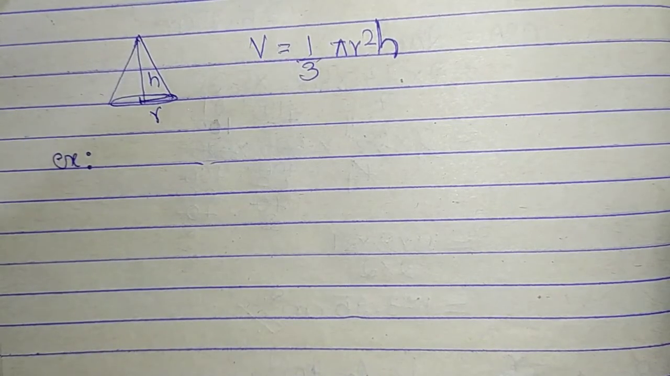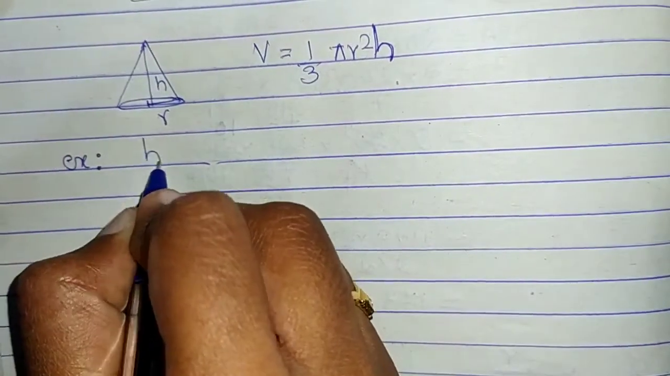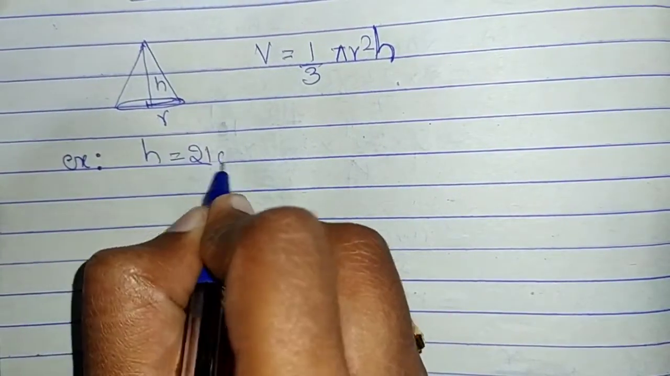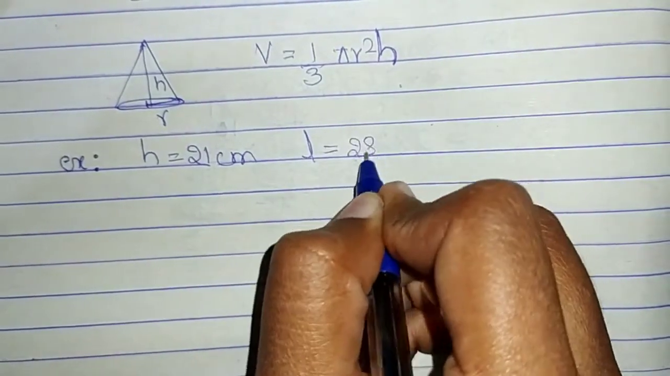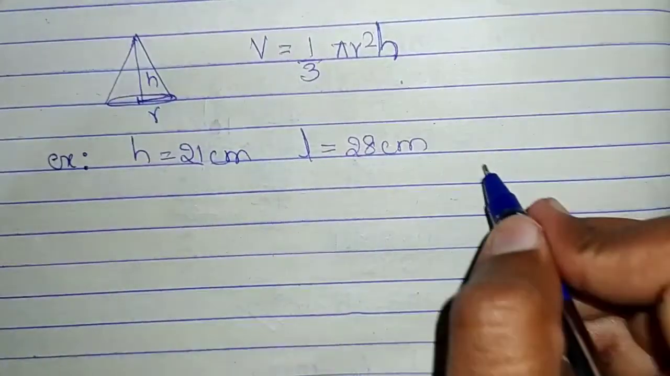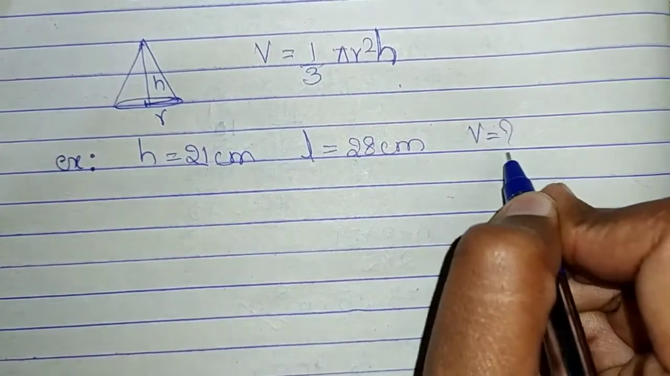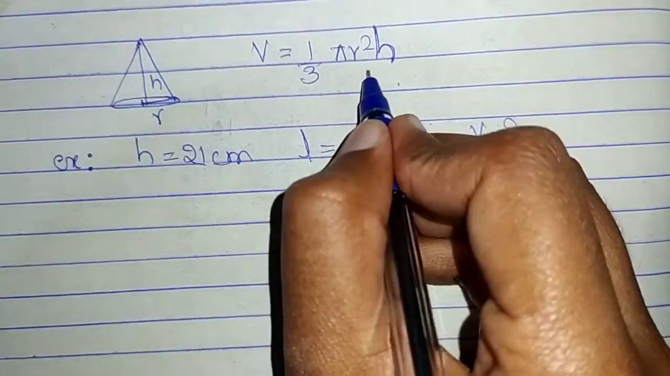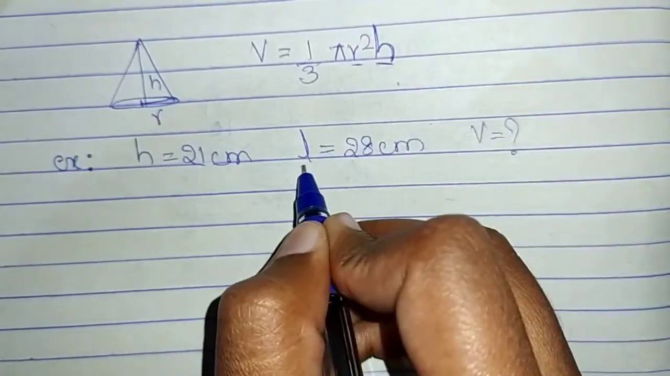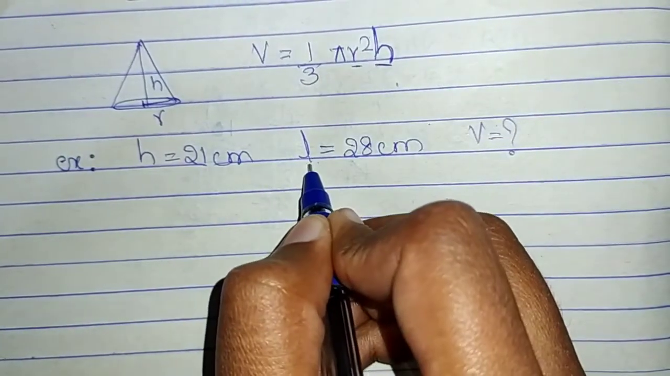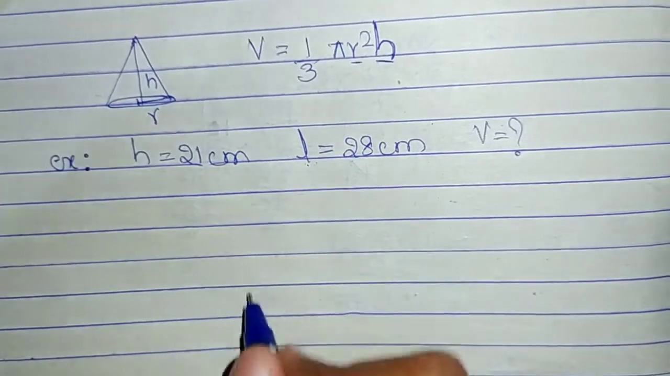So in example 15, the height of a cone is 21 centimeter and slant height is equal to 28 centimeter. Find the volume of the cone. As you can see in the formula, we have height and also the radius, not the slant height. So using the formula of slant height, we have to determine the radius.